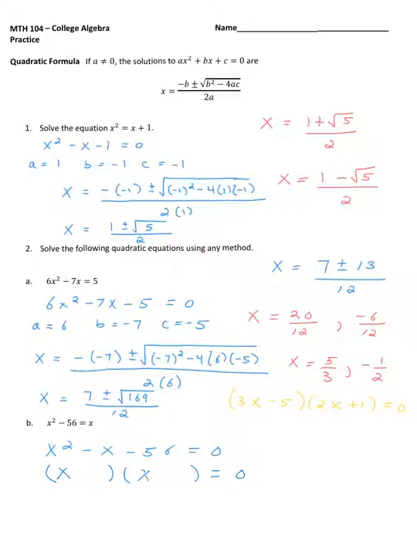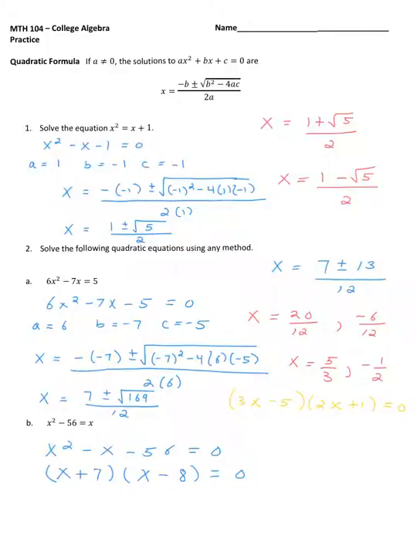You have to have an x and an x. It has to be a positive and a negative because the last number is negative. I need two numbers that multiply to negative 56, yet add to a negative 1. I think that is a positive 7 and a negative 8. 7 times negative 8 is negative 56, and the sum of those two is negative 1.